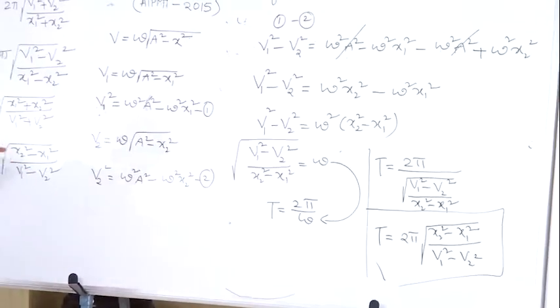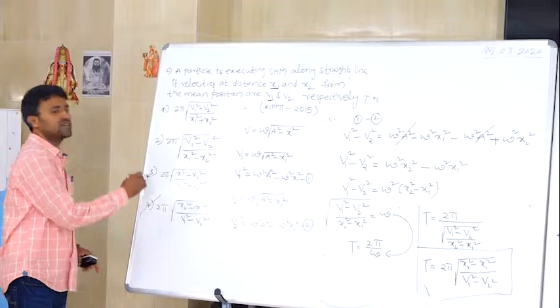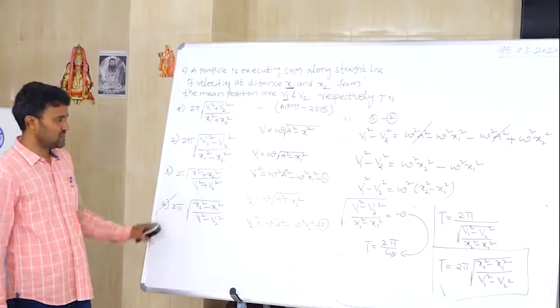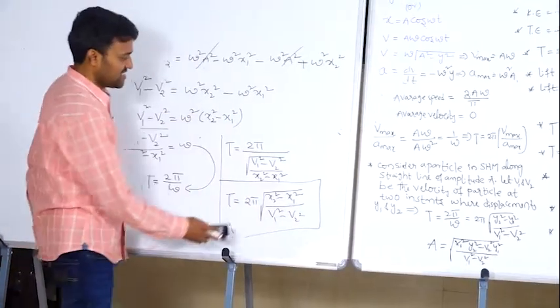So what is the formula here? x2 square minus x1 square divided by v1 square minus v2 square. So the option is 4. These two are the same.